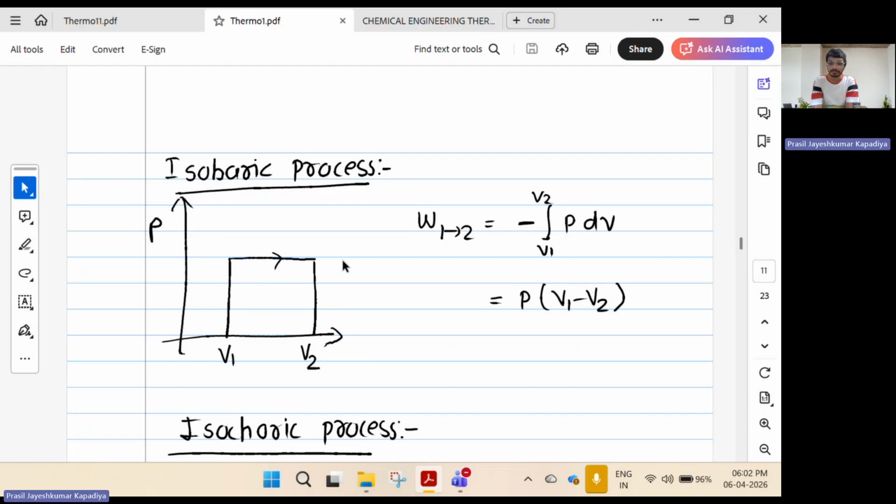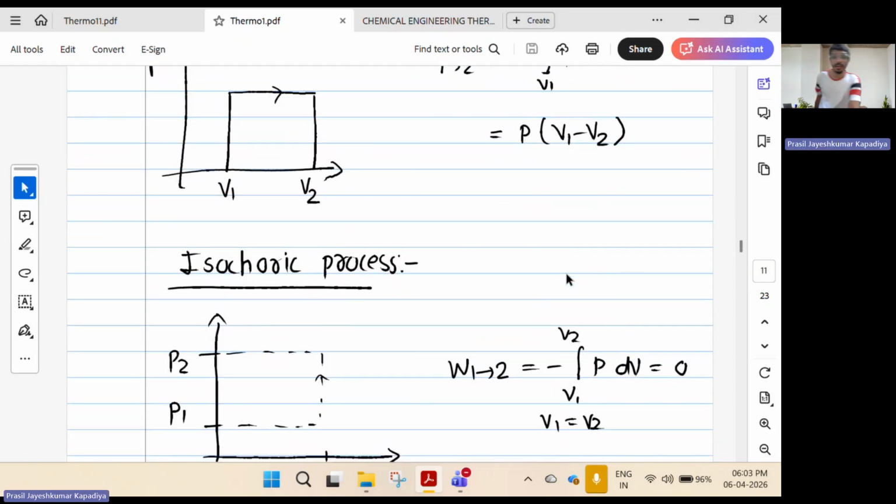So in this case, work done by the system W1 to 2 is equal to minus of integration of PdV, starting from V1 and ending at V2, initial to final. So if we integrate this, we get minus of P into V2 minus V1. So work is P into V1 minus V2.